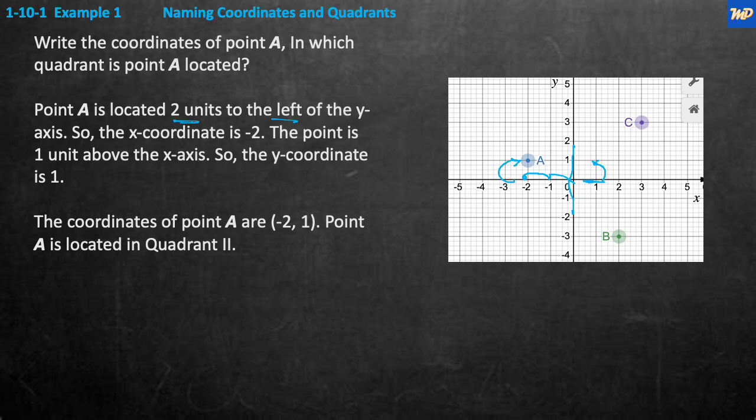So the coordinates of point A are, as we see here, (-2, 1), where -2 is the x position and 1 is the y position. So x is right or left of the y-axis, and the y position is above or below the x-axis line.